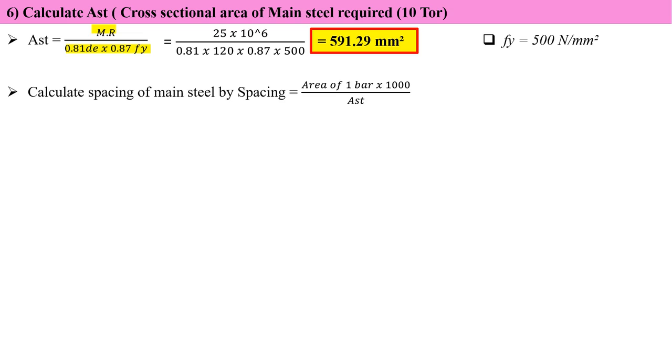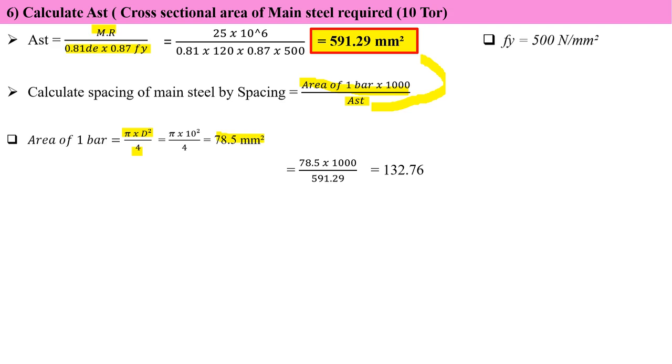So the formula for spacing is area of 1 bar multiplied by 1000 divided by Ast. So Ast I have already calculated. So I need to calculate the area of 1 bar. So I'm going to use the formula pi d square upon 4. So d is the diameter of the bar. So just putting d equals 10, I'm getting 78.5 mm square. Now putting the same into the formula, I'm getting spacing equals 132.76. So I'm just making it a round figure of 130 mm center to center.